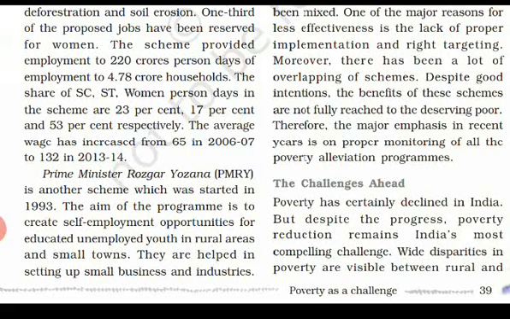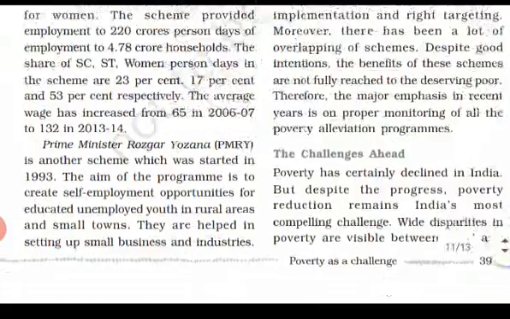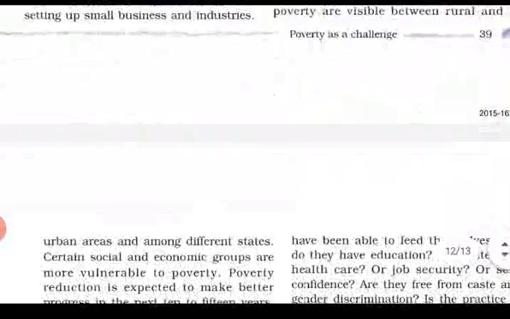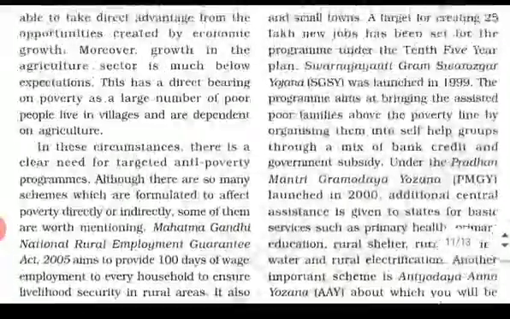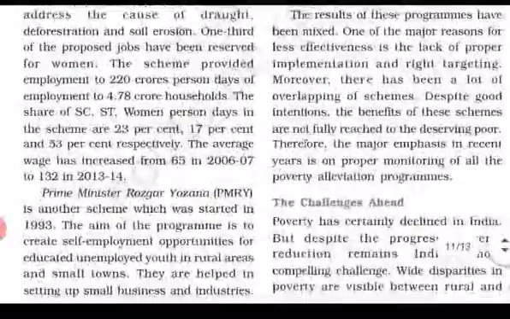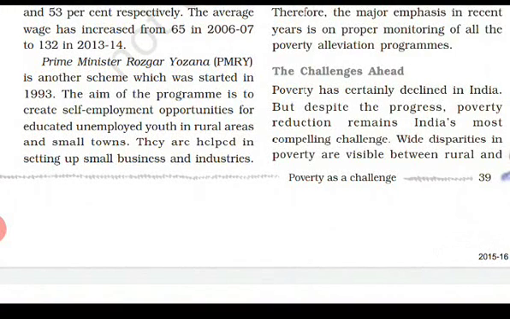The aim of this program is to create self-employment opportunities for educated unemployed youth in rural areas and small towns. So this is basically for the educated unemployed, and it provides self-employment opportunities for them. They are helped in setting up small businesses and industries. They will be funded by the government under this scheme, the Prime Minister Rozgar Yojana.